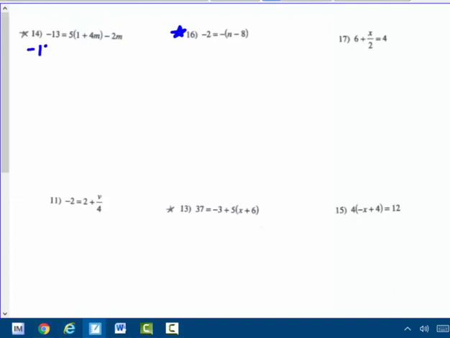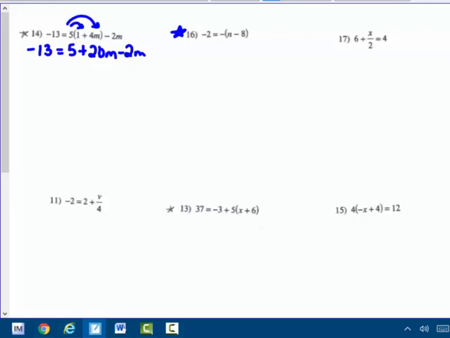So -13, first thing I'm going to have to do is distribute, equals 5 times 1 is 5. 5 times +4m's is 20m's minus 2m's. So I distributed first. Remember we talked about this in class. First we distribute, then we combine like terms, then we add or subtract, then we multiply or divide. Those 4 steps, we wrote it in our spirals. Distribute, combine like terms, add or subtract, then multiply or divide. So combine like terms before you start balancing by doing inverse.